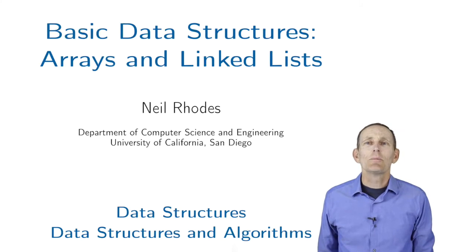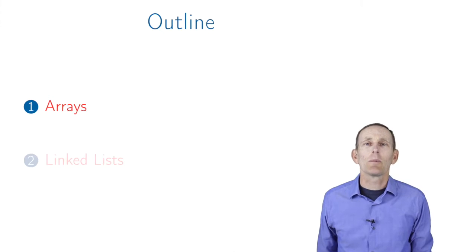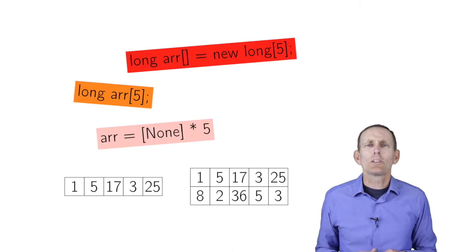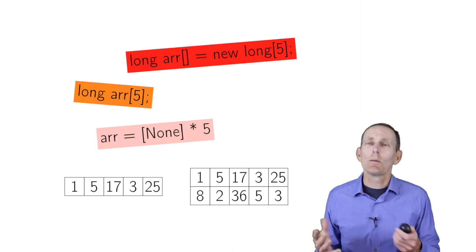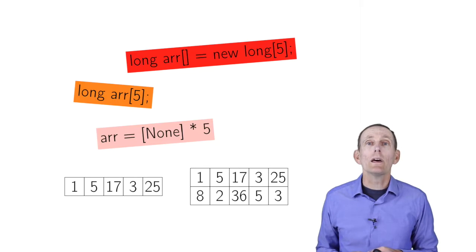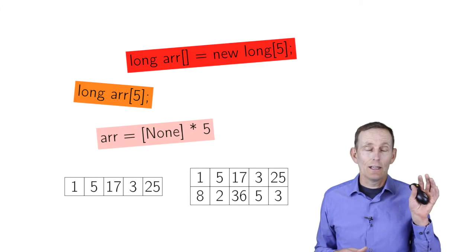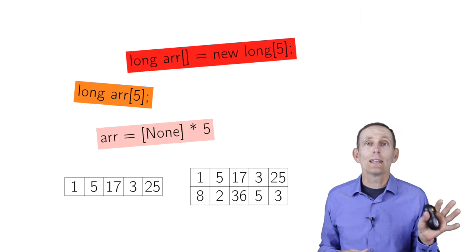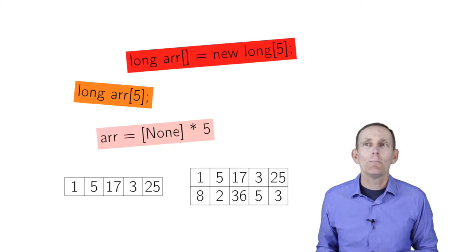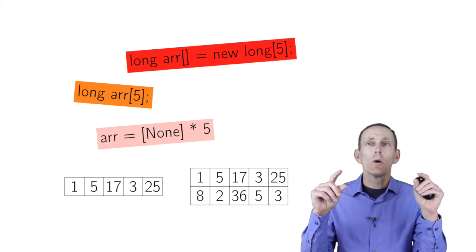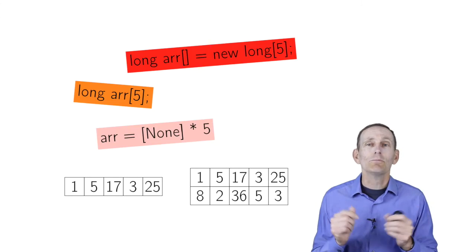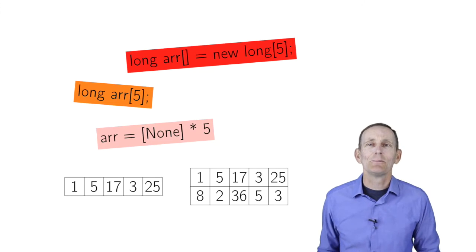So in this lecture, we're talking about arrays and linked lists. In this video, we're going to talk about arrays. So here's some examples of declarations of arrays in a couple of different languages. Along with that, we can see the one-dimensional array laid out with 5 elements in it, and then a two-dimensional array with 2 rows and 5 columns.